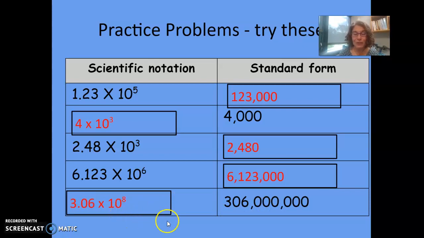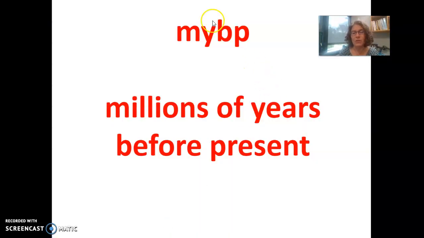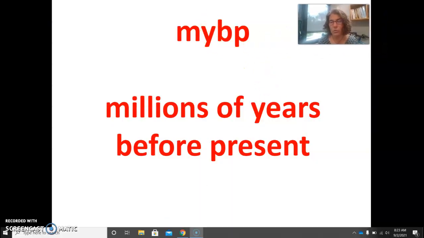All right, hopefully you're on the right track with those. We're going to use another form of conversion now, a form of conversion that we oftentimes use when we're speaking about geologic time. Earth has been around for a very long time, approximately 4.6 billion years. And so we oftentimes want to talk about expanses of time in millions or billions of years. And for that, scientists have an abbreviation, mybp, which stands for millions of years before present.